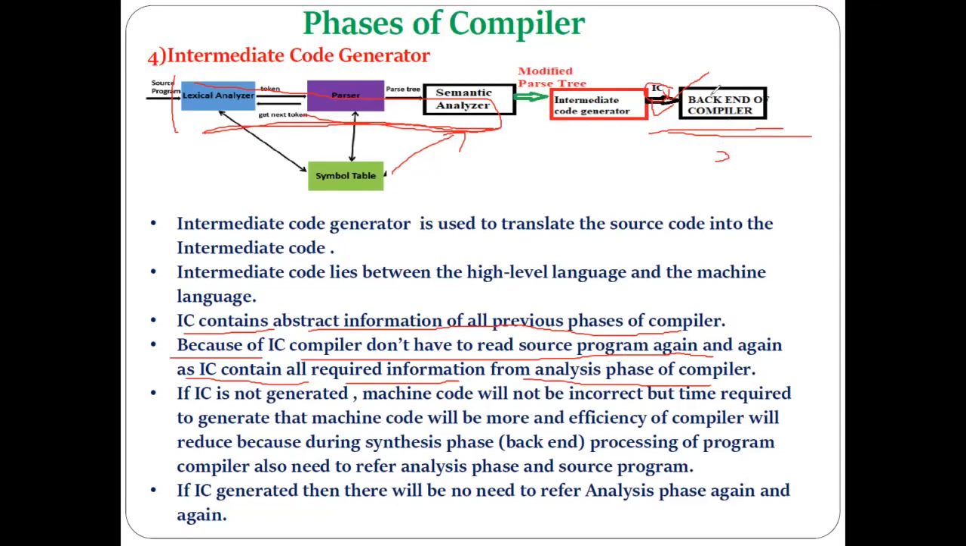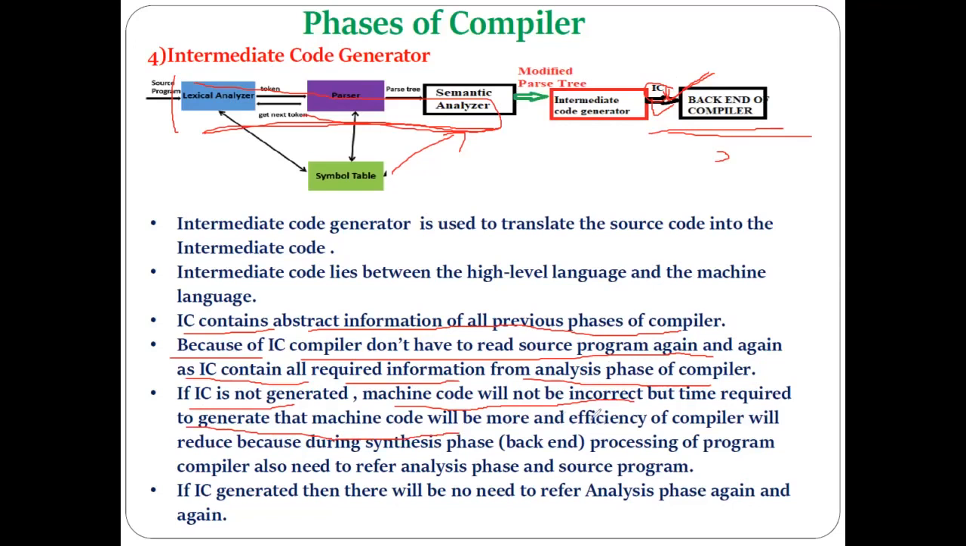So when synthesis of the source code is happening, meaning code optimization and code generation, the compiler only refers to the intermediate code. It will not refer to these three phases, because whatever processing has been done in them is already contained in the intermediate code. So if intermediate code is not generated, the machine code will not be incorrect, but the time required to generate that machine code will be more.